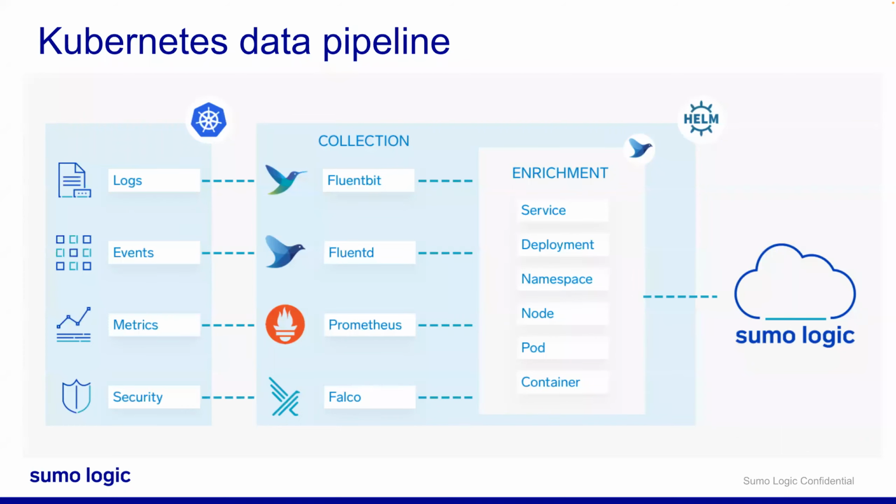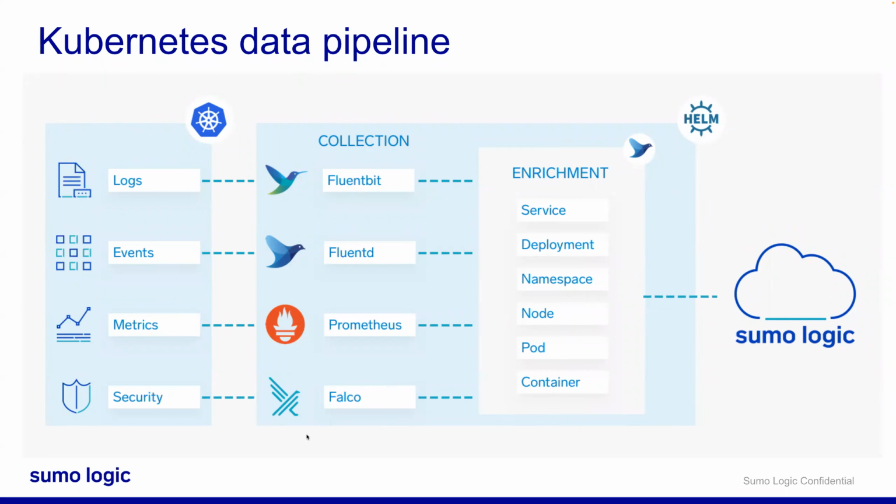And so what we're starting to see here, for example, let's start on the bottom. On the bottom, we have our security data, and that's going to be collected or brought in using a program called Falco.